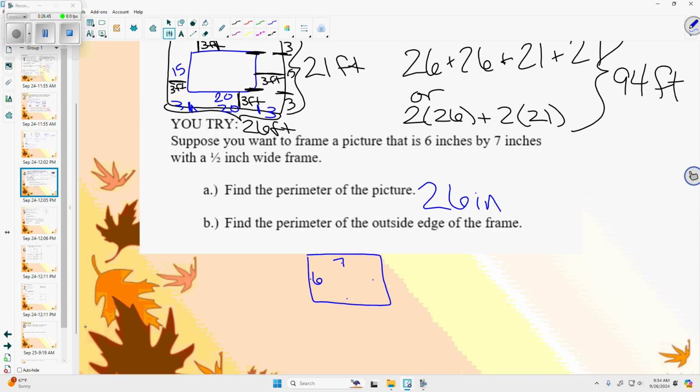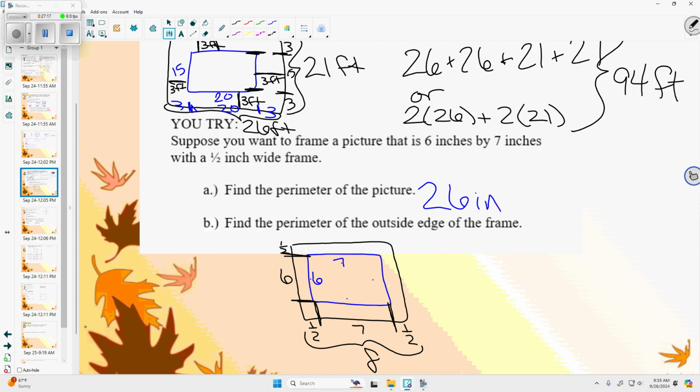Now I'm adding a frame outside of it. So when I look at this bottom side, I know that it was 7 originally on the picture. And now I'm putting a 1/2 inch frame around it, so I have a 1/2 inch on each end of that 7. That gives me a total of 8, because you add them all together. Same thing's going to happen over here. My 6 inches from the picture is still there, but now I'm putting a 1/2 inch frame on top of it and on the bottom of it because the frame's going all the way around the picture. So how long is this side?